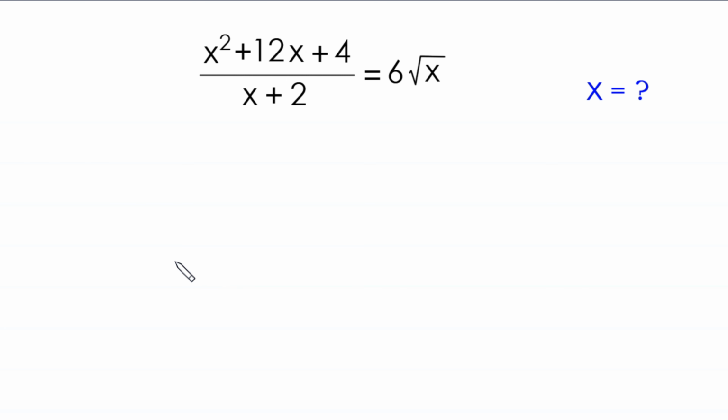Hello everyone, welcome to how to solve this very nice algebra equation: (x squared plus 12x plus 4) divided by (x plus 2) equal to 6 times root x. Our job is to find all possible values of x.